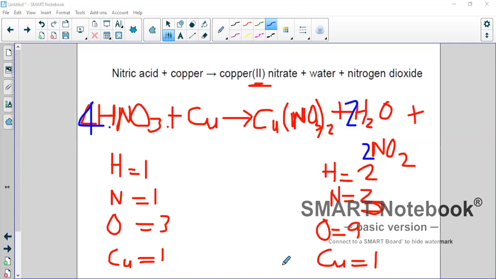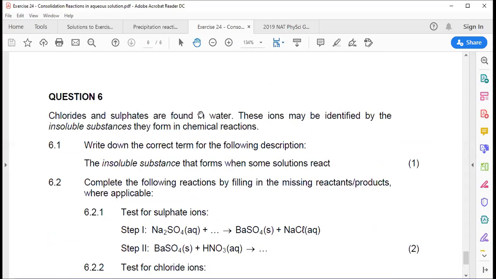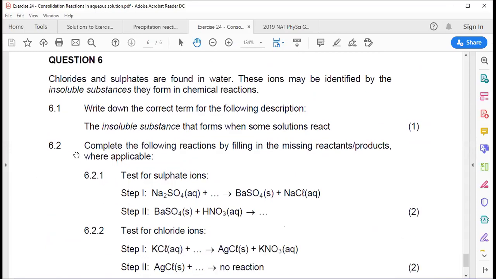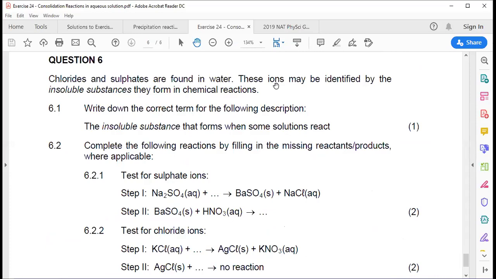We move on. Right, so that's 5.5. Then we move on to question number 6. Chlorides and sulfates are found in water. These ions may be identified by insoluble substances they form in chemical reactions. Write down the correct term for the following description: the insoluble substance that forms when some solutions react. All right, the insoluble substance that forms when that happens becomes your precipitate.